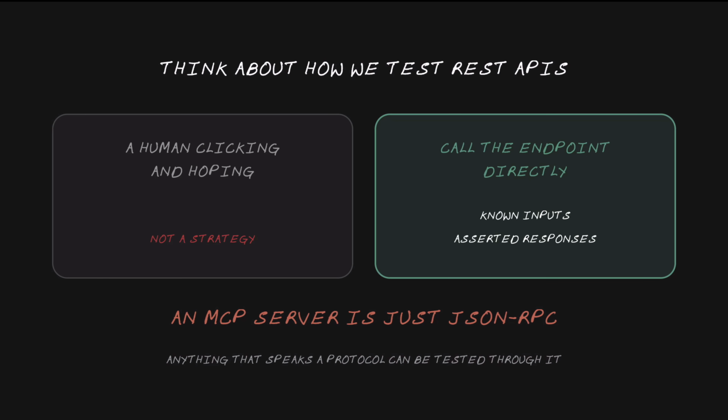So here is the misconception. Since MCP servers are built for AI agents, most people assume that only an AI agent can test them. But think about how we test RESTful APIs. We do not hire a human to click around in a browser and hope they hit our endpoints, right? We call the endpoints directly with known inputs and we assert on the response. An MCP server is exactly the same. Underneath, it is just JSON-RPC, and anything that speaks a protocol can be tested through that protocol directly without the AI on top of it.